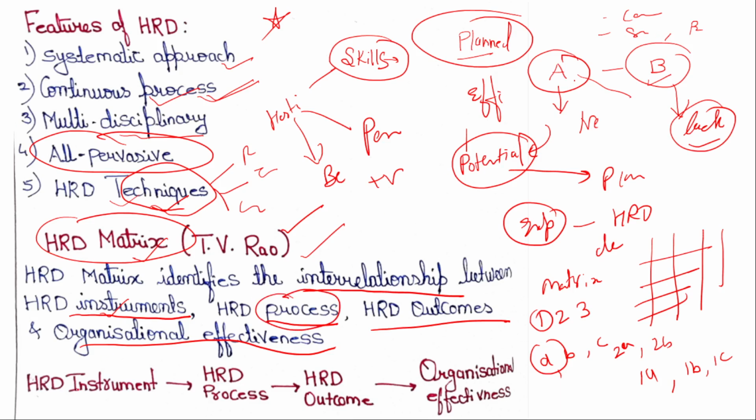HRD process. So the link or the interrelationship between these four elements of the HRD matrix is this way. It says that the HRD instrument, whatever mechanism I am going to use, that mechanism will create a process. So let's say I have an instrument called performance management. When I am using the instrument or mechanism of performance management, the process which would be created is performance appraisal.